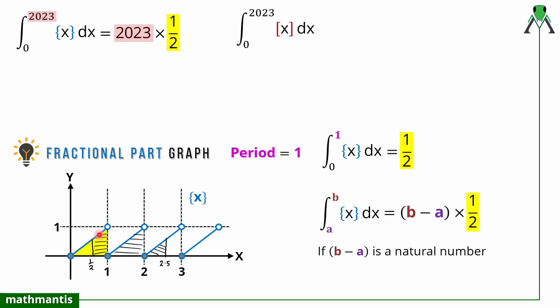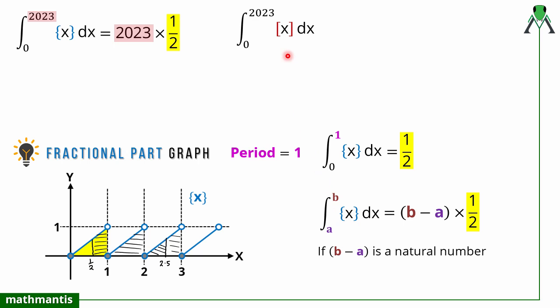But as you can see, this area will complement this area. So this area, when combined with this area, will be nothing but the area of the complete triangle. So if the difference between the lower and upper limits is a natural number, the result will be that natural number multiplied by the triangle, because that many triangles will cover that area. So this is the result which you can directly use in the questions.